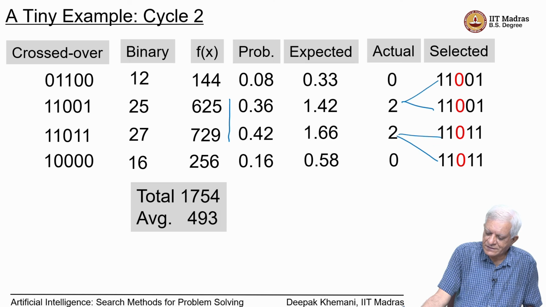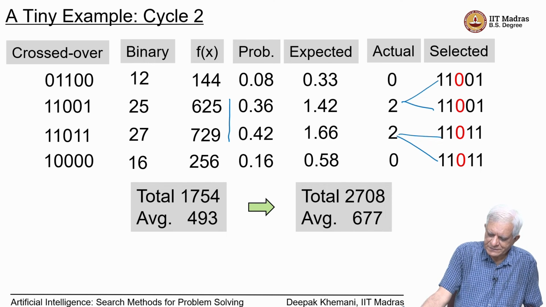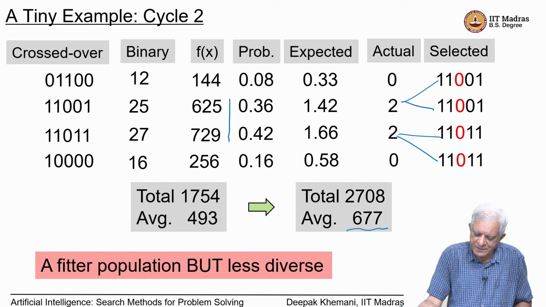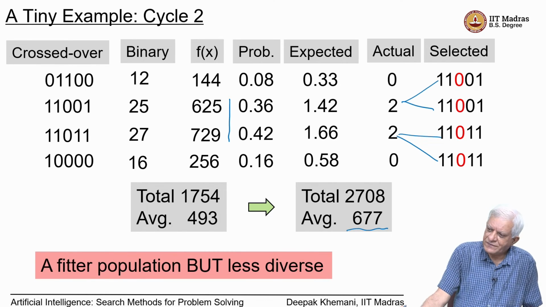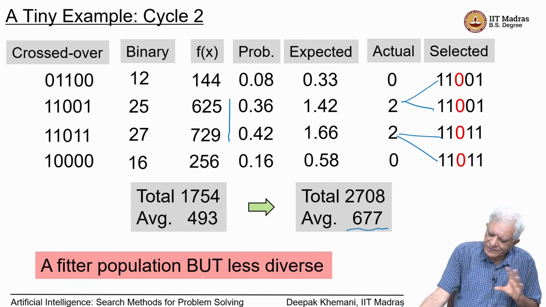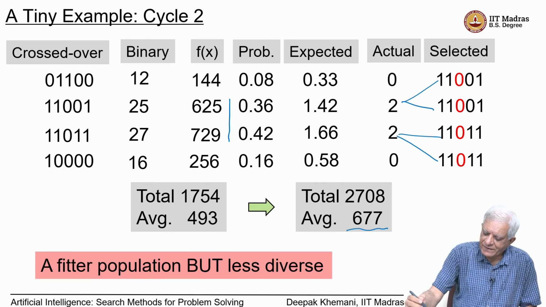I have drawn one number in red. Can you guess why is that? So, the total population fitness has gone up, the average has gone up to 677. So, it is a fitter population, but it is a less diverse population. There are only 2 kinds of individuals left. We started with 4 different unique kinds of individuals, and now we are left with 2 kinds of individuals. The reason I have drawn this in red here is that this particular gene, the third gene, is missing from all 4 candidates essentially.